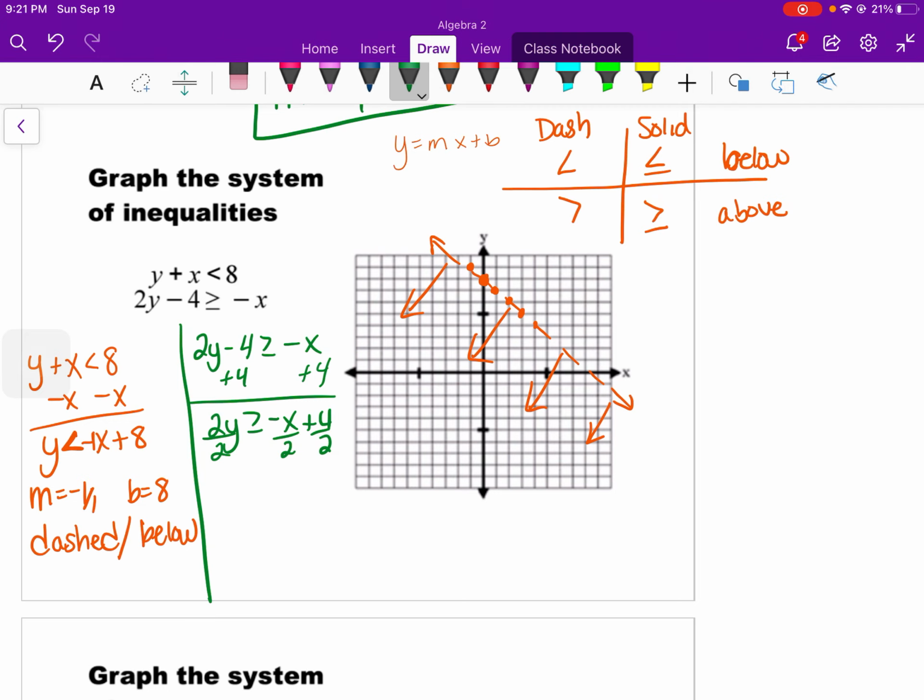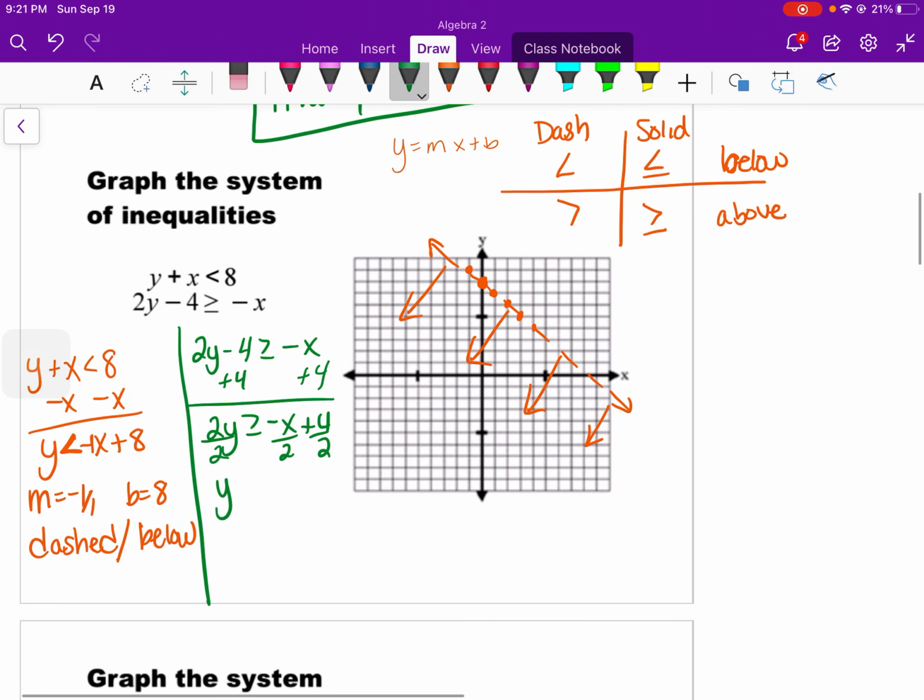Divide by 2, get y is greater than or equal to, this is negative 1x, so it's negative 1/2 x, and then 4 divided by 2 is 2. So this time I have a slope of negative 1/2. I have a y-intercept of positive 2.